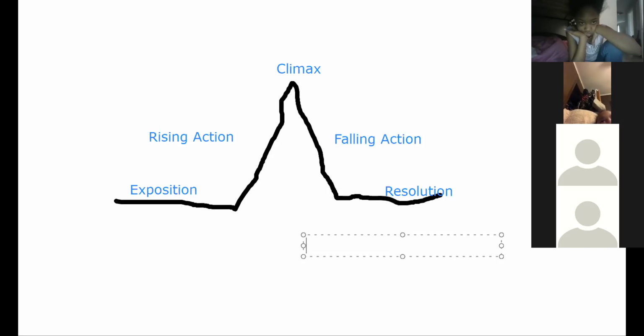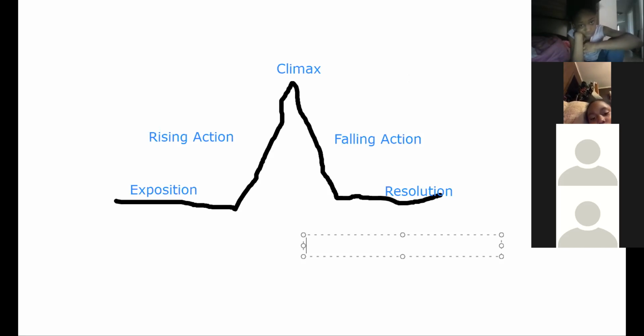So it's not leading to the resolution. What would lead to the resolution? What up here leads to the resolution? The falling action. The falling action would lead to the resolution, right? But in order to get to the resolution, what has to happen? The problem has to be solved. The problem has to be solved, and where's that usually solved? In the climax. The climax, right.